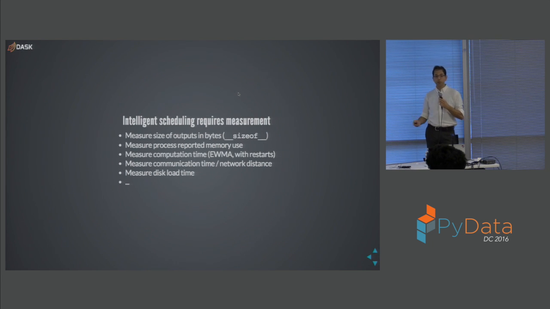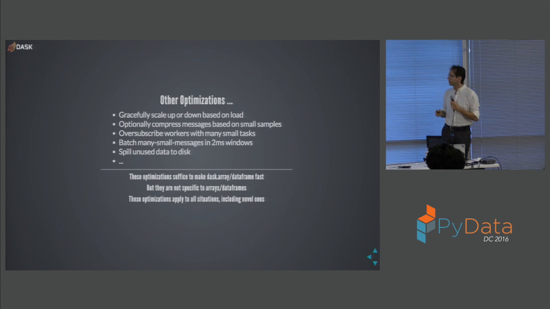So we measure the number of bytes using the sizeof protocol. We measure runtimes. We ask the process in case the sizeof protocol isn't working well. We measure network distance. Every once in a while we heartbeat and we actually see what the time back was. We do lots of other things. There are other optimizations I'm not talking about at all, so we can gracefully scale up and down the cluster based on load. We might compress arrays or not.